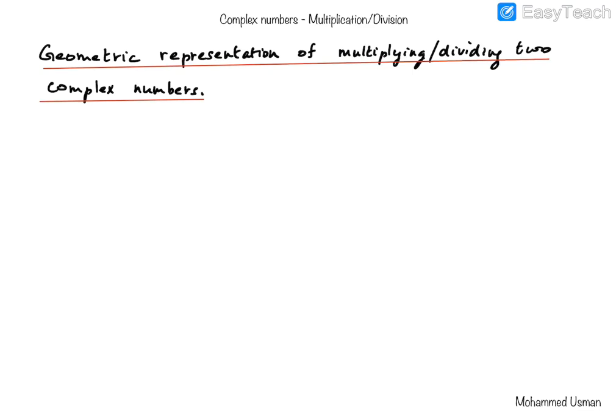Complex numbers have useful and important applications in science and engineering, and many of us would have been introduced to complex numbers pretty much in high school. In this video, I'm going to talk about an operation of complex numbers, which is multiplication and division, and in particular, I'm going to focus on the geometric representation or interpretation of multiplying or dividing two complex numbers.